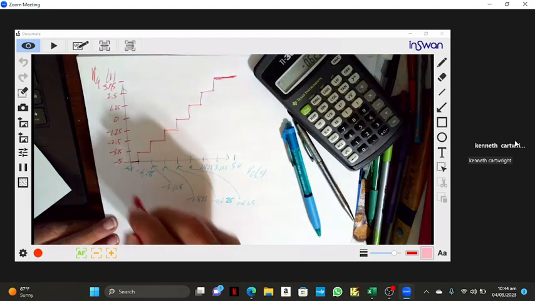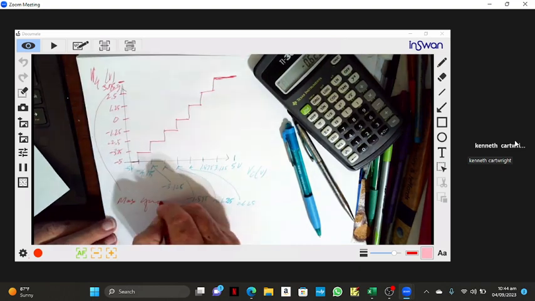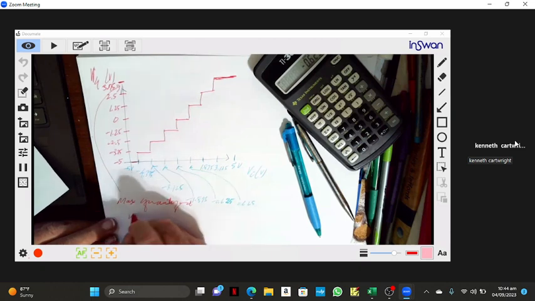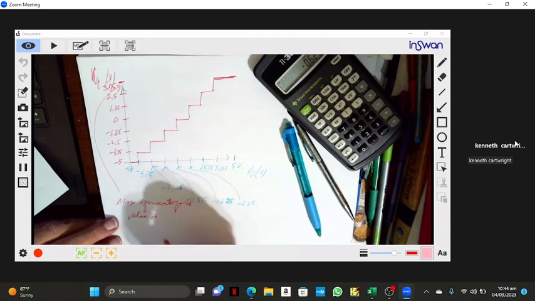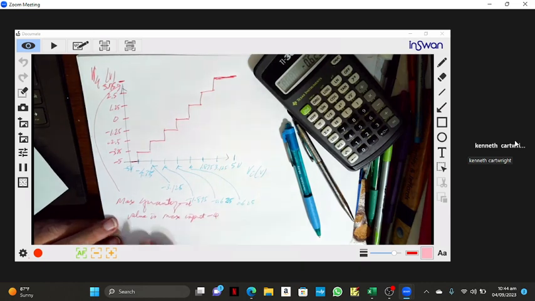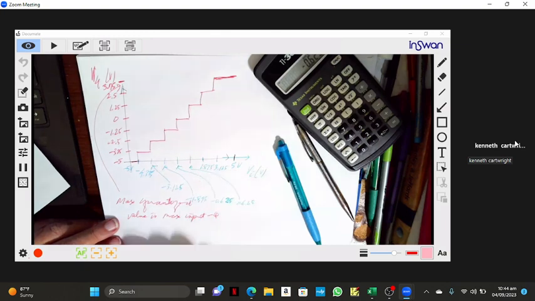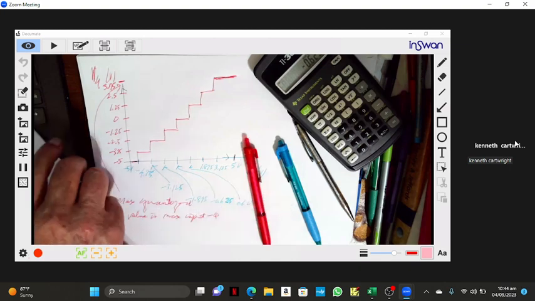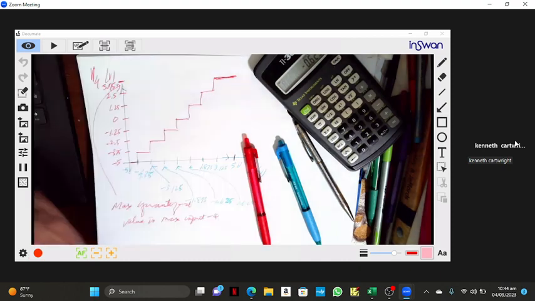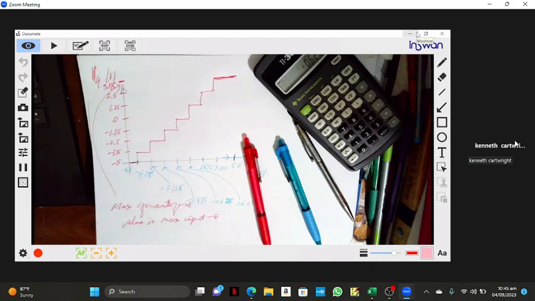Okay. Notice the maximum quantized value is maximum input minus Q. The maximum input is 5. 5 minus 1.25 is 3.75. Any questions about that?